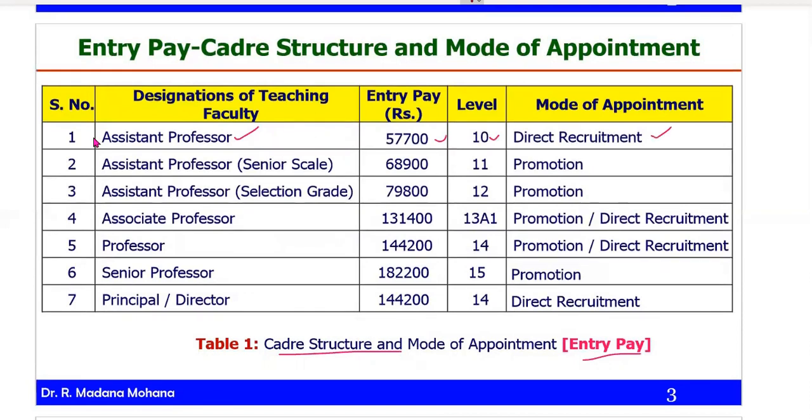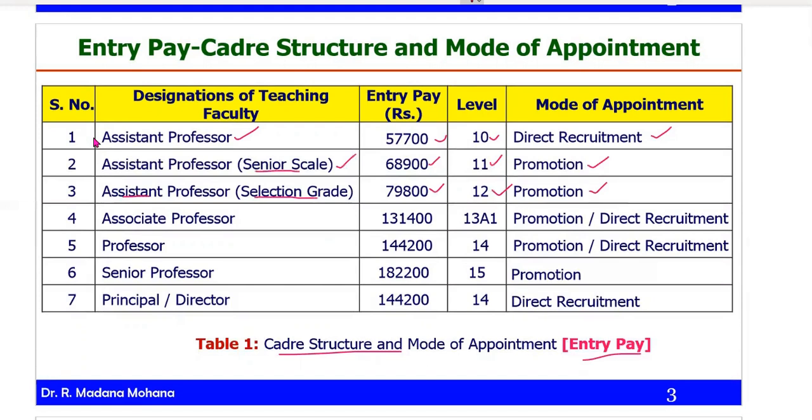Then the second designation, assistant professor with senior scale. The entry pay is 68,900. The level is level 11. Then the mode of appointment is through promotion. That means from assistant professor to assistant professor with senior scale, through promotion, you can enter into this designation. Then assistant professor with selection grade, the entry pay is 79,800. The level is 12. This is also through promotion mode.